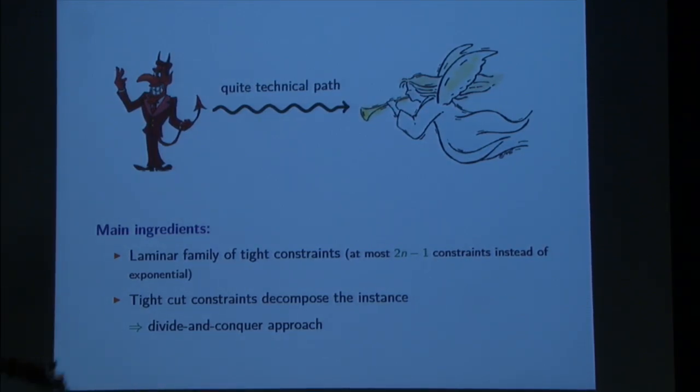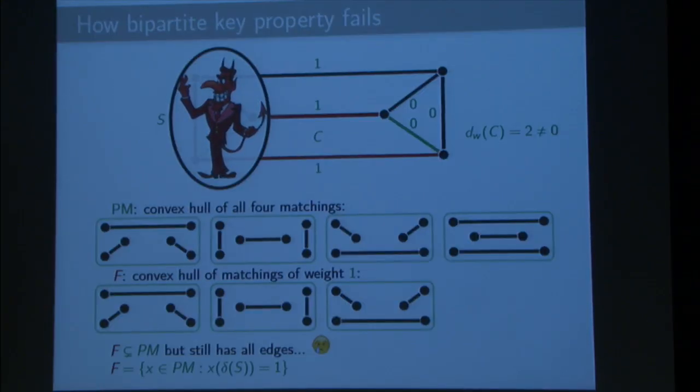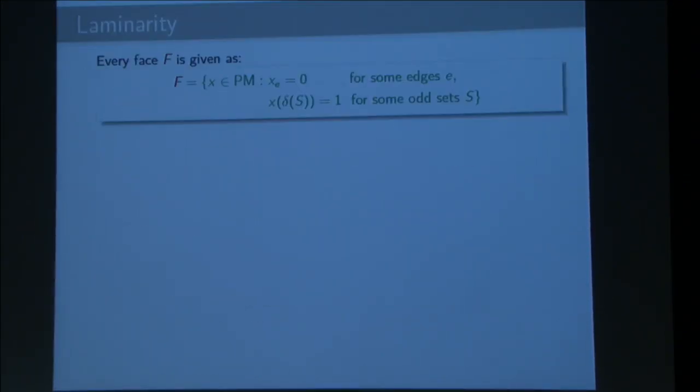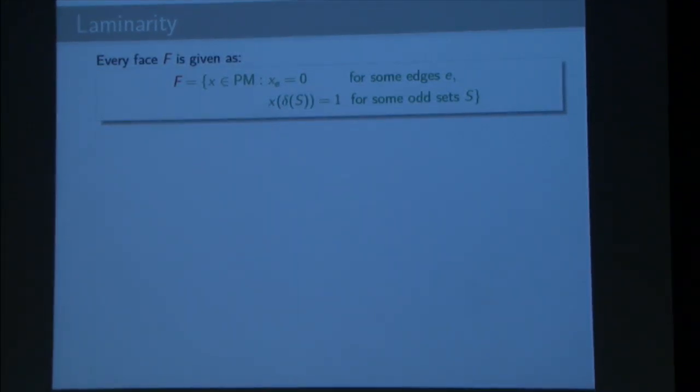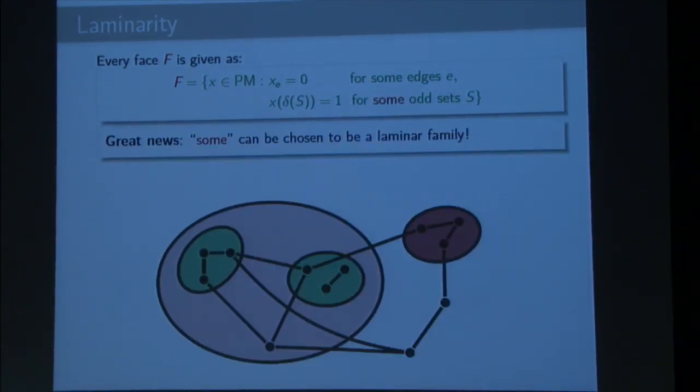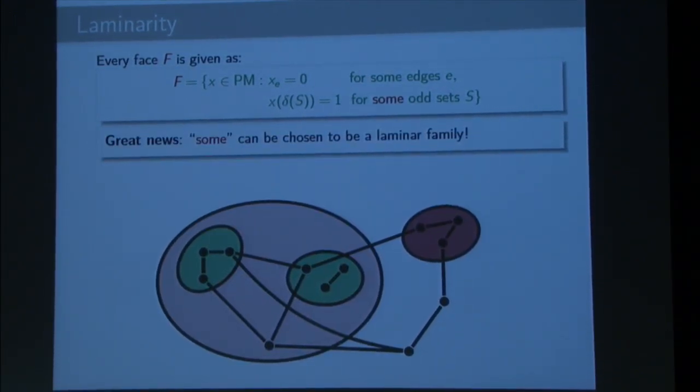And the second ingredient is that we will see that actually having such a tight constraint is beneficial, and that was also used in the planar algorithm. Let me explain what the laminar family is. Every phase is given by setting some of the edges to be 0 and some of the tight odd set constraints to equality. Only the equality constraints I'm talking about. Now you can do something called uncrossing on these, so they can be chosen to be a laminar family.